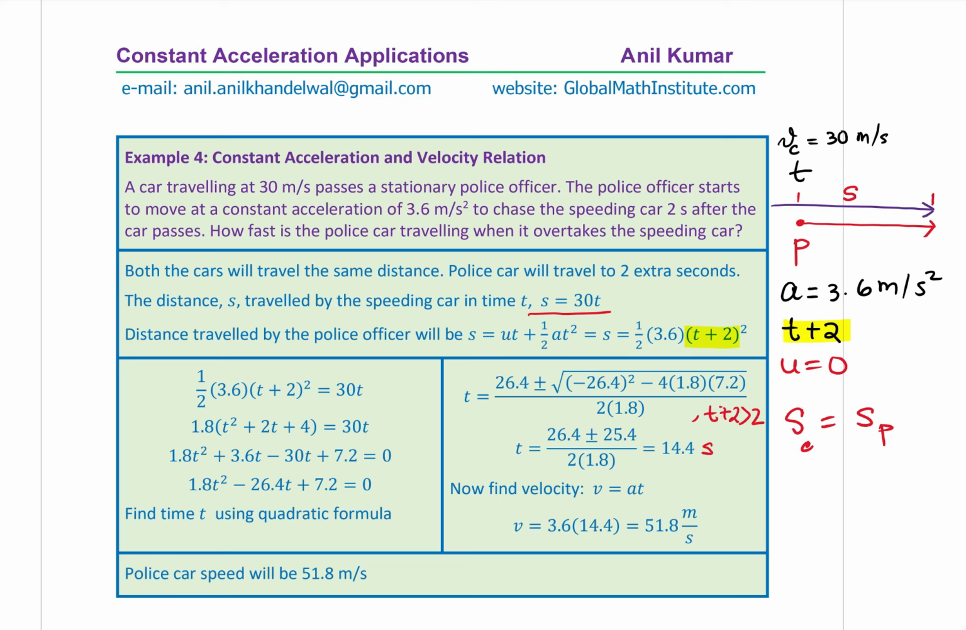Correct. Now, we need to actually find how fast the police officer is. How fast means the velocity, right? So velocity is acceleration into time. Since we know initial velocity was 0, we know v equals u plus at. Since u equals 0, v equals at. And therefore, we are using this particular formula. We multiply the acceleration by the time calculated, and we get the velocity as 51.8 meters per second. Perfect. So that becomes our answer.